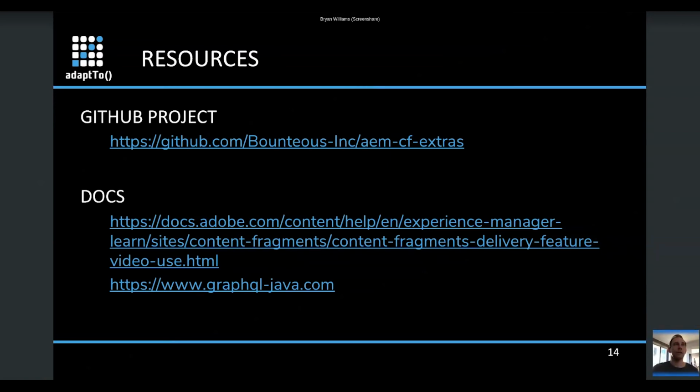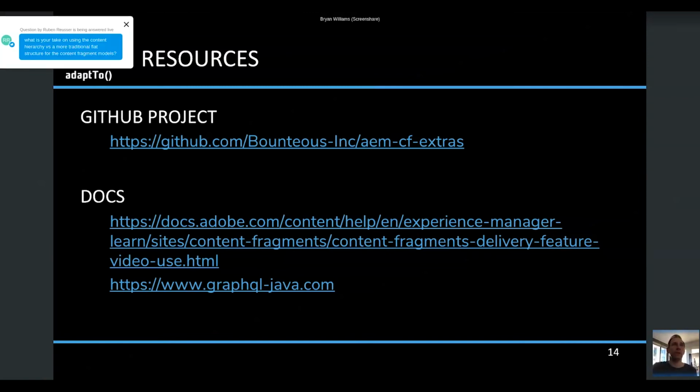So there was a question, let's see. What is the take on the content library hierarchy versus a more traditional file? Yeah, so as you saw, I needed to have some sort of content hierarchy for our use case. So in this case, for my example, the teams are under organizations and teams have players.